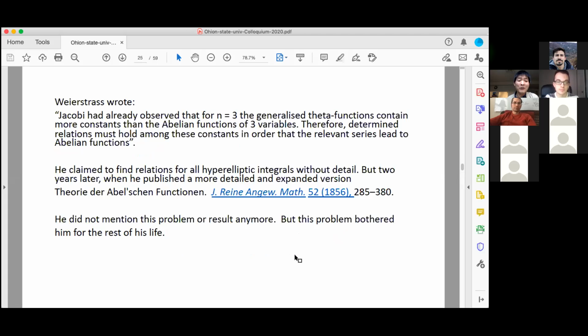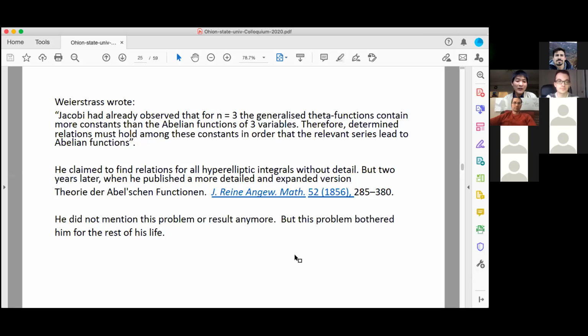Okay, let me quote what he wrote in this paper. He said Jacobi had already observed that for n equal to 3, the generalized theta functions contain more constants than the abelian functions of 3 variables. Therefore, determining relations must hold among these constants in order that the relevant series lead to abelian functions. So he claimed a solution of the Schottky problem for genus equal to 3. Right? He claimed a relation for hyperelliptic integrals, but he did not give any detail. He just stated in the paper, okay, I have the proof.